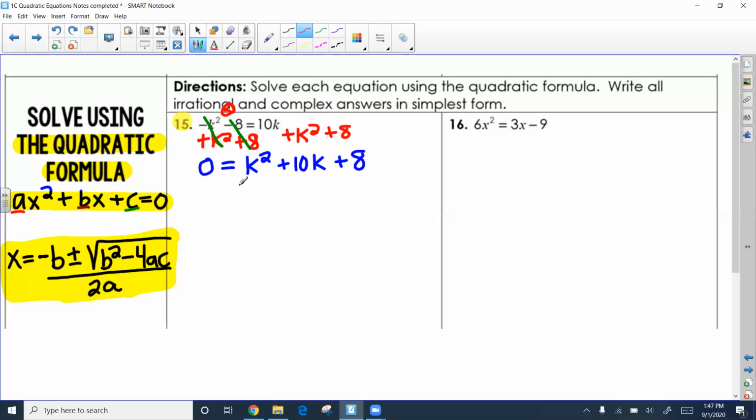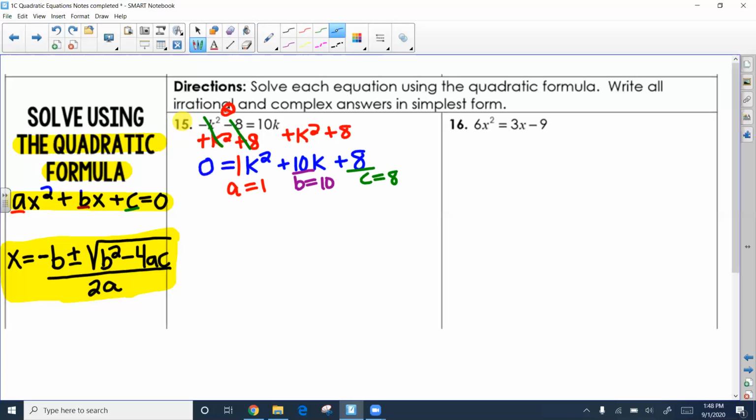All right, so now I need to figure out what my a, b, and c are. A is the coefficient of k squared, so the number in front of k squared. If there's not a number there, it's like a 1. So in this case, a is 1, b is 10, and c is 8. They're all plus, so they're all positive.